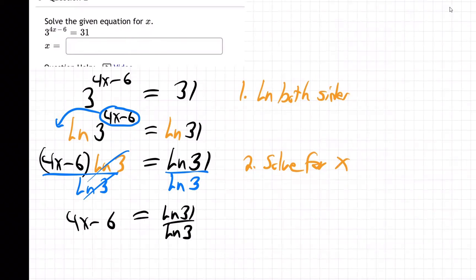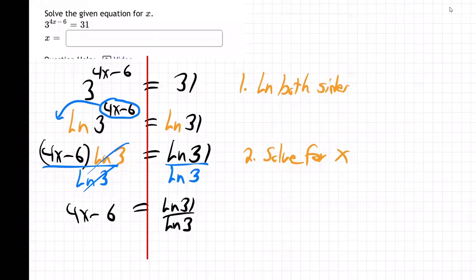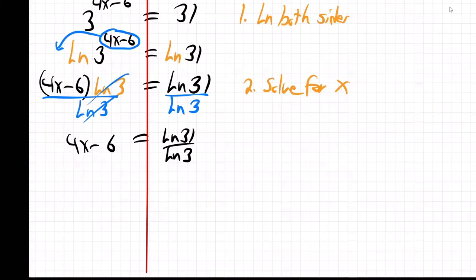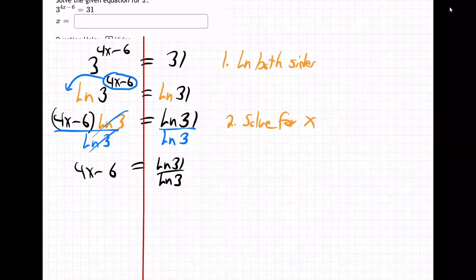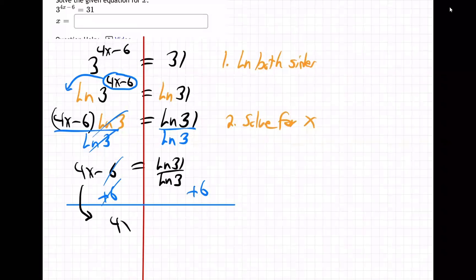Here, let me put the wall of separation in to help us be clear. Those are the left side and right side. Anyway, we're trying to get x alone. What's our next step? Add 6 to both sides, like that, right? So what happens there? We'll just bring down that 4x, and you get ln 31 over ln 3 plus 6, like that.